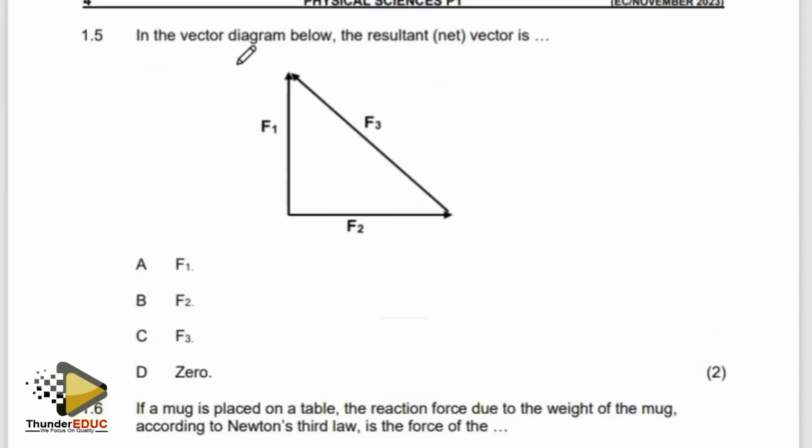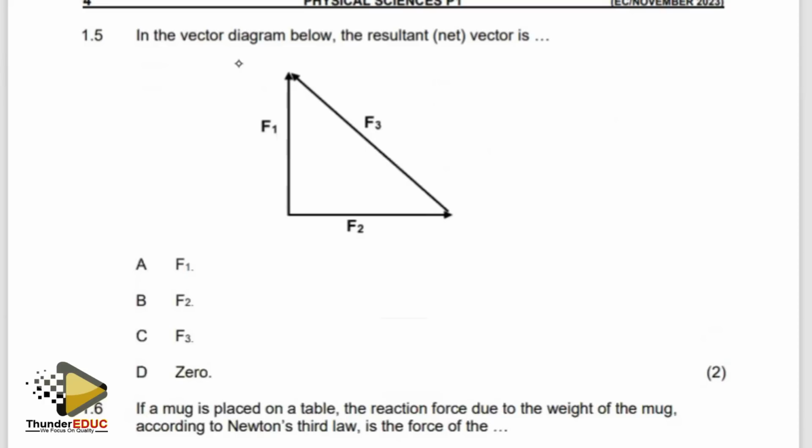Then 1.5, in the vector diagram below, the resultant net vector will be. So what we need to look at when they ask for the resultant net vector is how do we draw vector diagrams? And how do we represent them? Remember, we have different methods. And the main or the most common one is what we call the head to tail.